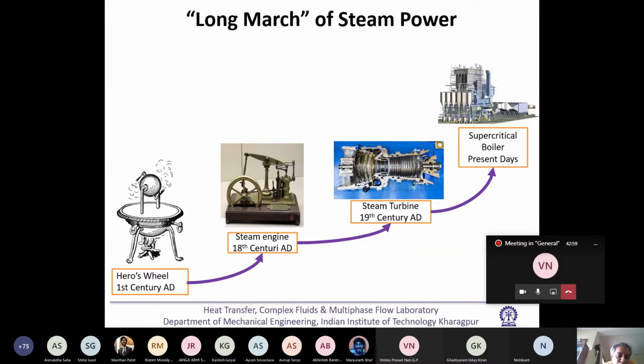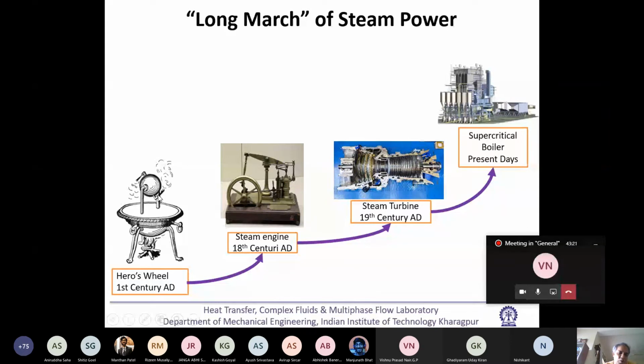Let me use my cursor. There are two pipes. So this is one pipe, this is one pipe. Steam is coming to the ball, and here the ball is connected with the pipe so that the ball can move. And there are two nozzles from which steam is coming out, and then the ball is moving. The sphere is moving.